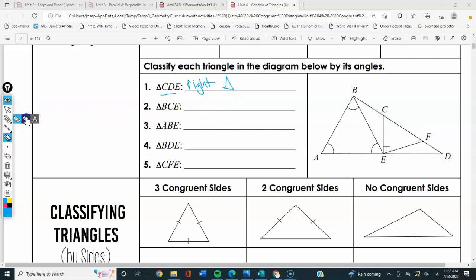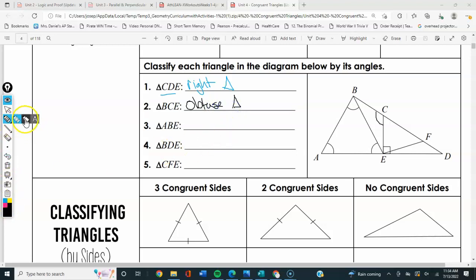Okay. Now let's do the next one. Let's look at BCE. So looking at this one right here. Now for BCE, I look for my biggest angle. It's not B. It's not E. It is C. Angle C is bigger than a right angle. What in the world just happened? It unhighlighted. So again, this angle is obtuse. So that's an obtuse triangle.